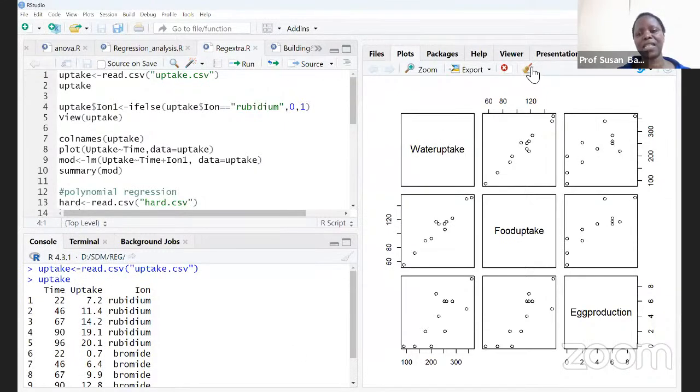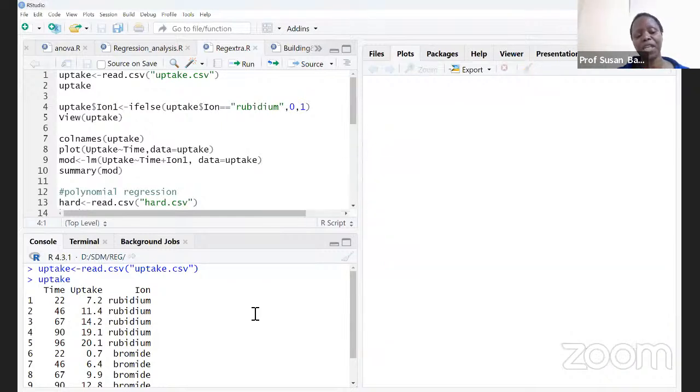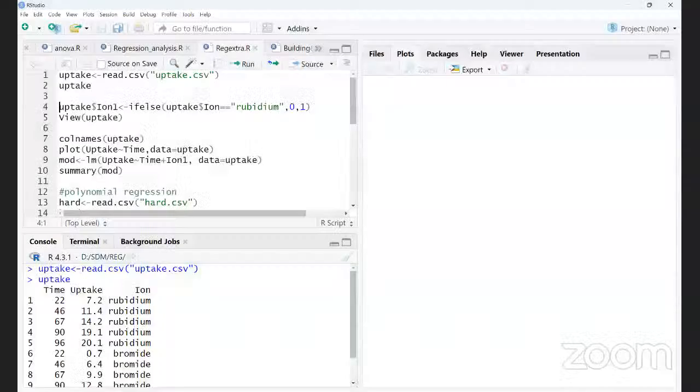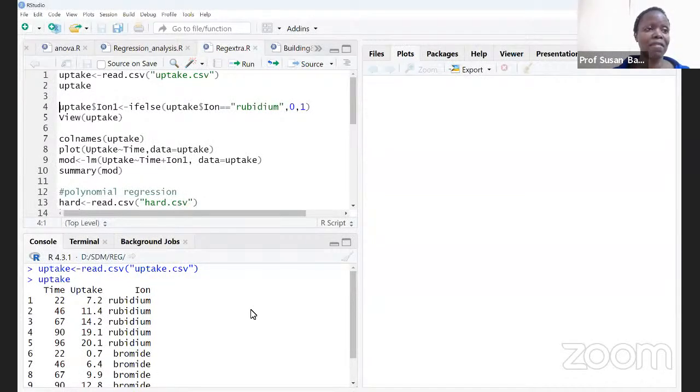And this data set consists of time, uptake, and iron. So under iron, we have rubidium and bromide. I know some of you are not chemists, but in my O-level, we used to do some chemistry. That's how I know the things of rubidium and bromide. O-level, they have year 11, year 10, you do the things of chemistry.